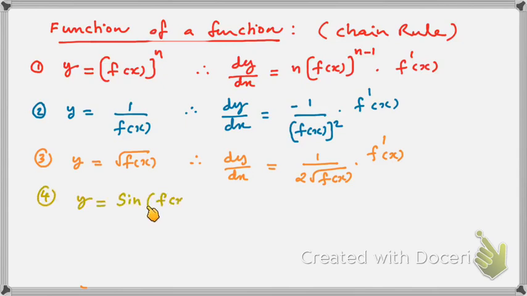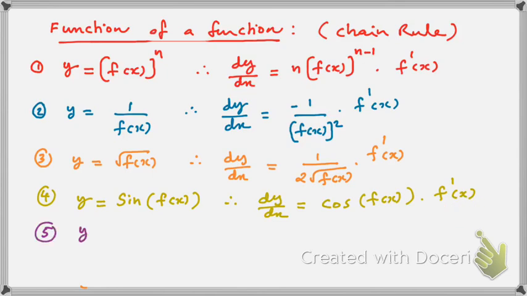Next, y is equal to sine of f of x. What's the derivative of sine x? Sine x is cos x. So sine of f of x would be cos of f of x, and not finished, into the inner derivative f dash of x. So sine of something becomes cos of the same thing, cos of f of x. You don't even see what it is. It's sine of something, f of x, is cos of the same thing, f of x, but times by the derivative of the inside function f of x.